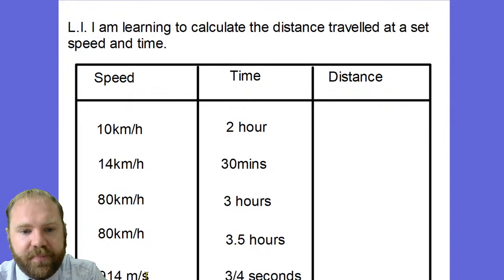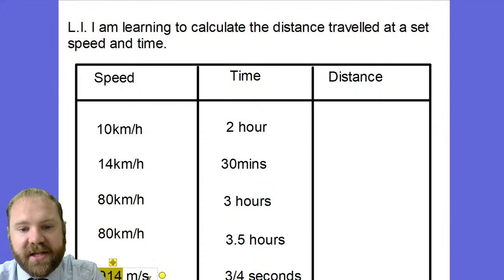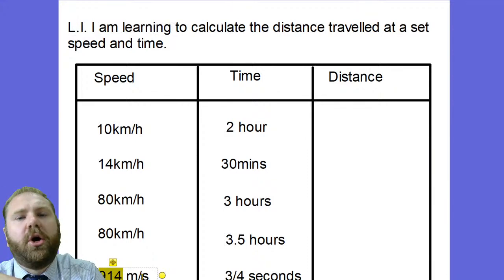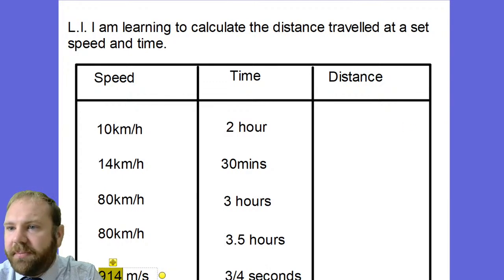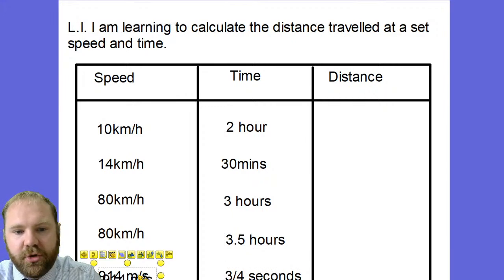And this next one here is in meters per second. This is actually the speed of one of the guns that I shoot. So I have a 243 that I shoot, and it goes 914 meters per second. This is a challenging one here. So 914 meters per second. How far will it go in 3/4 of a second? I feel like I should have had a stage in between. I'm going to put an extra one in there for anyone that feels like they're in between the two of them.